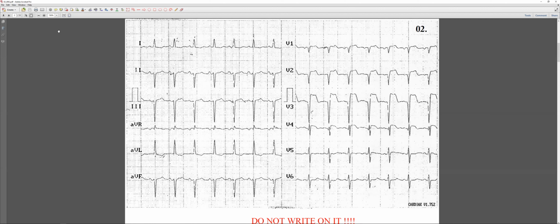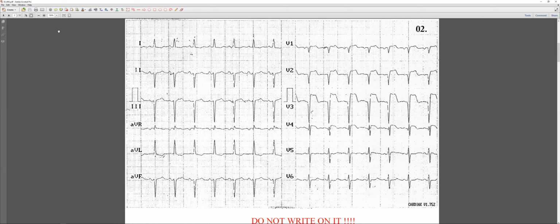Left deviation. Why did you say that? What is the criteria? Why did you look at V4? Because it has a notch. The anterior hemiblock should not influence the chest leads. Because we see the axis deviation to the left. Yeah, but the anterior hemiblock doesn't say anything about the chest leads, only the limb leads. So from the limb leads you can assume this is an anterior hemiblock. Nothing to do with the chest leads.